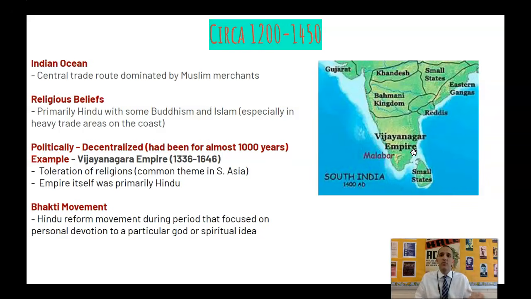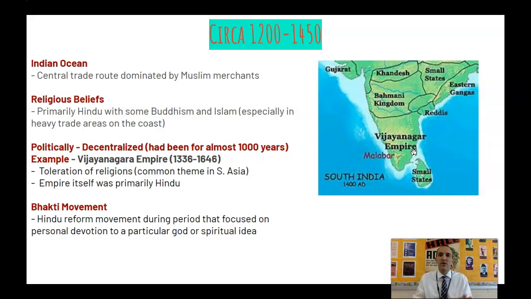So unlike other areas where Islam comes in and people convert, there's little conversion except on the coastal areas where we see a lot of merchant activity. So it's primarily Hindu. We see a little bit of Buddhism because that's where Buddhism originated. We see a little bit of Islam. But for the most part, this is a Hindu region.